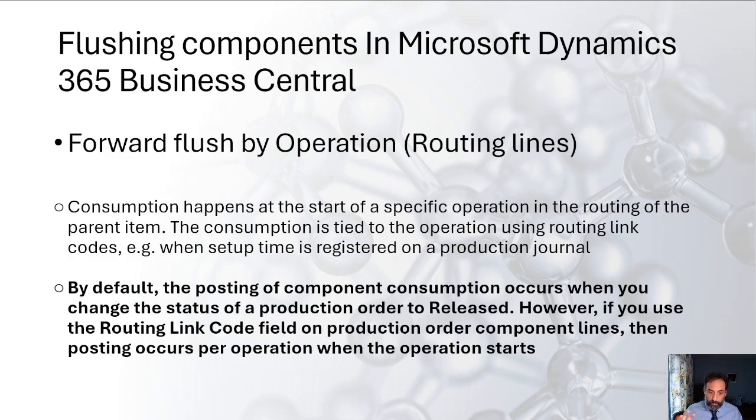And here you can see in bold something that I wanted to highlight because it's quite important. By default, the posting of the component consumption occurs when you change the status of a production order to released, what we saw in the previous slide, when we set up the component to be forward flushed. However, when we use the routing link code on the production order component lines, the posting occurs per operation. And so the routing link for a forward flush item will essentially stop Business Central from consuming the component when we release the order. We will see that in an example live later today.